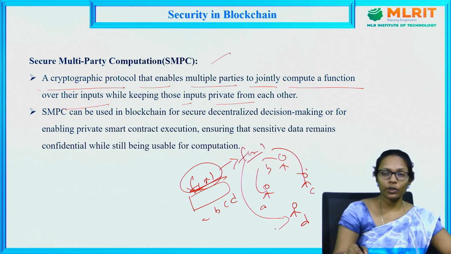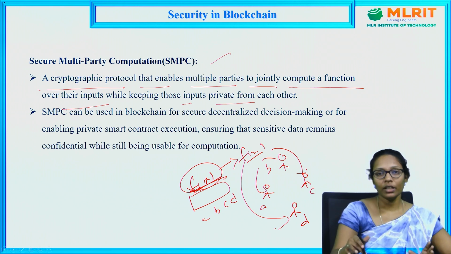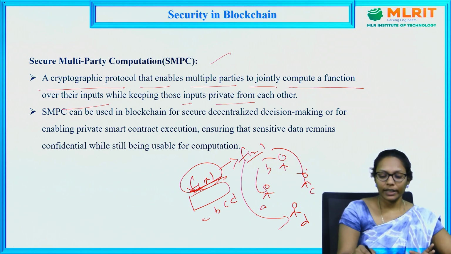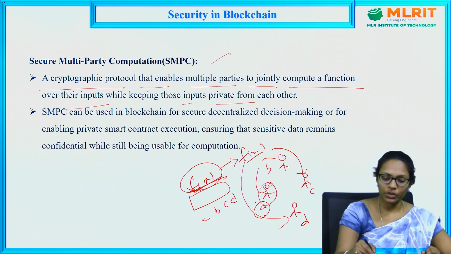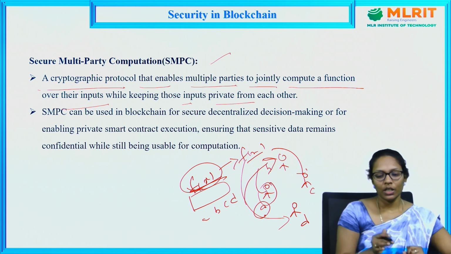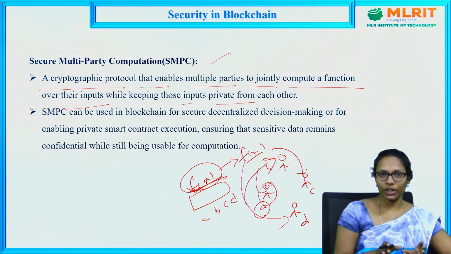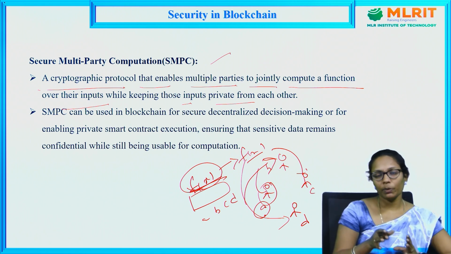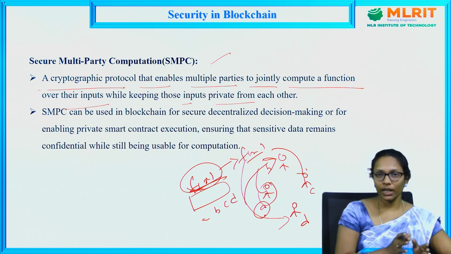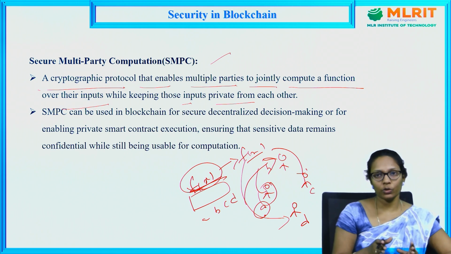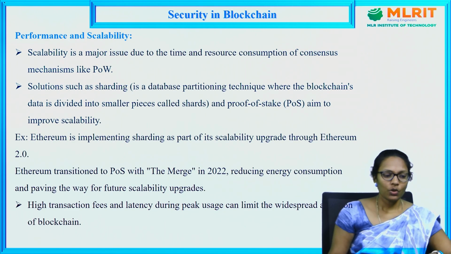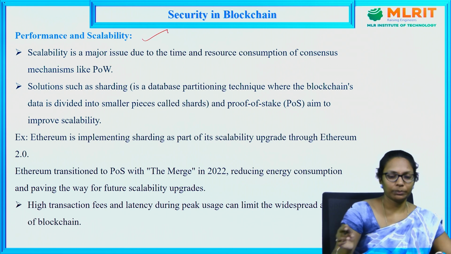This f of x value, the final value, will be known to each other, but the A value, whichever is belonging to this particular user, is not revealed to other users. So even though they are using their inputs internally to calculate the function, they are not sharing that input value with others. So here we are providing the security and privacy for your information, as well as the function calculation is also happening. So next is performance and scalability.